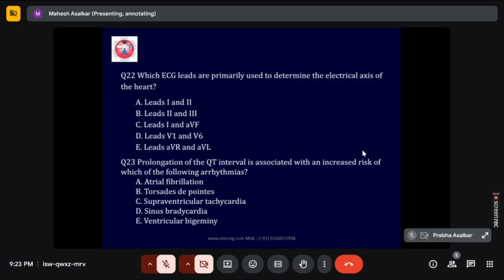Okay. Next. Prolongation of QT interval is associated with increased risk of which of the following arrhythmias? A. Atrial fibrillation. B. Torsades de Pointes. C. Supraventricular tachycardia. D. Sinus bradycardia. E. Ventricular bigeminy. Prolonged QT interval, which arrhythmia? It is B, Torsades de Pointes.